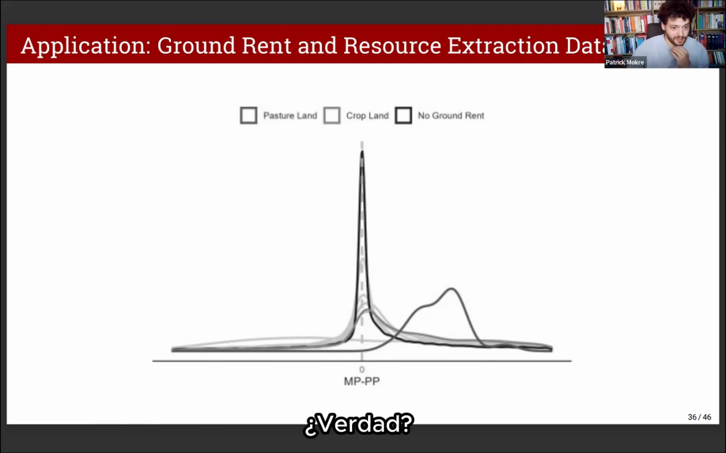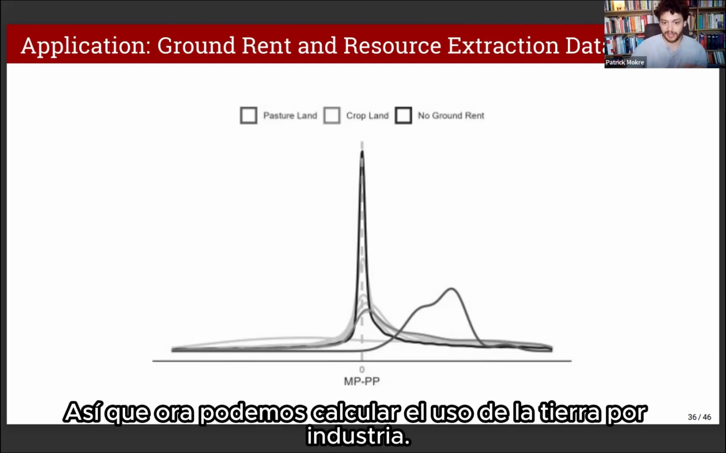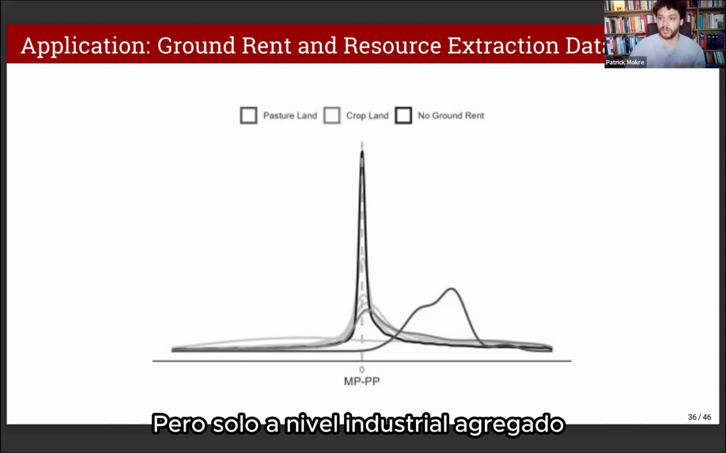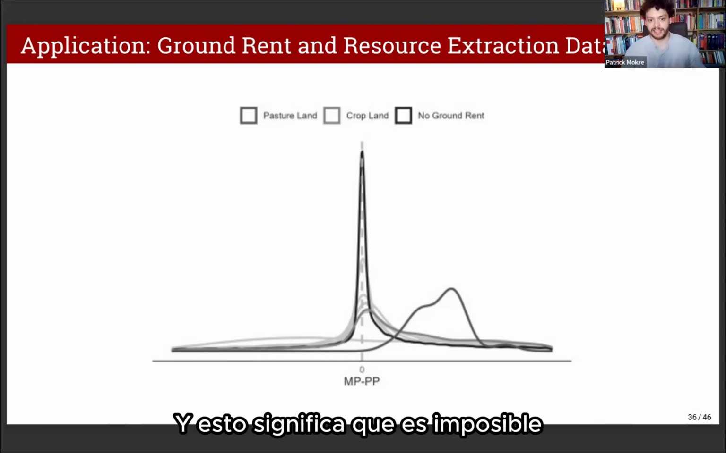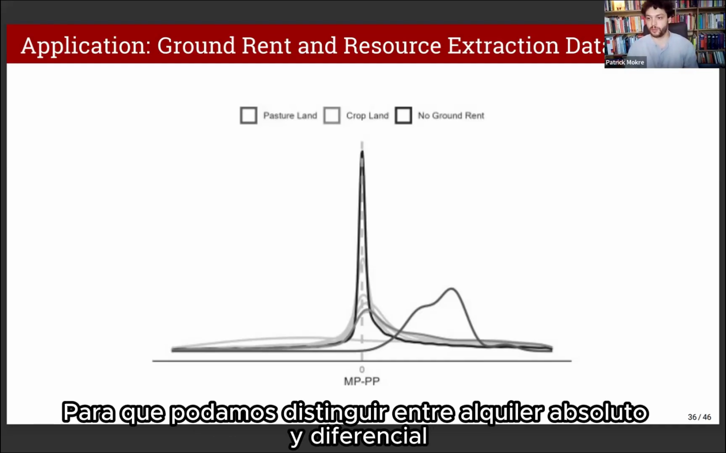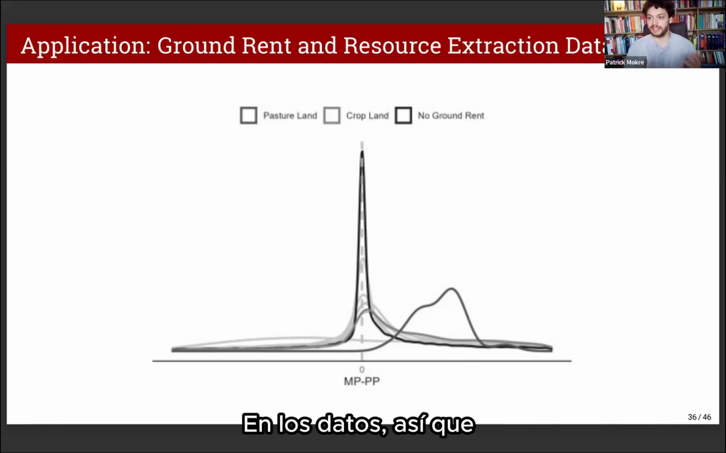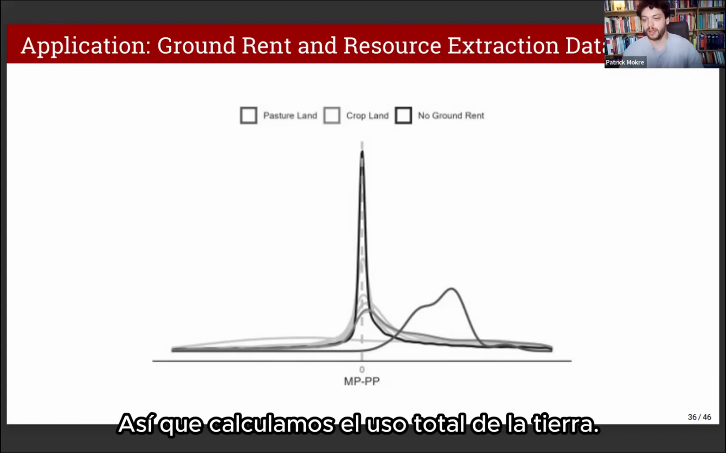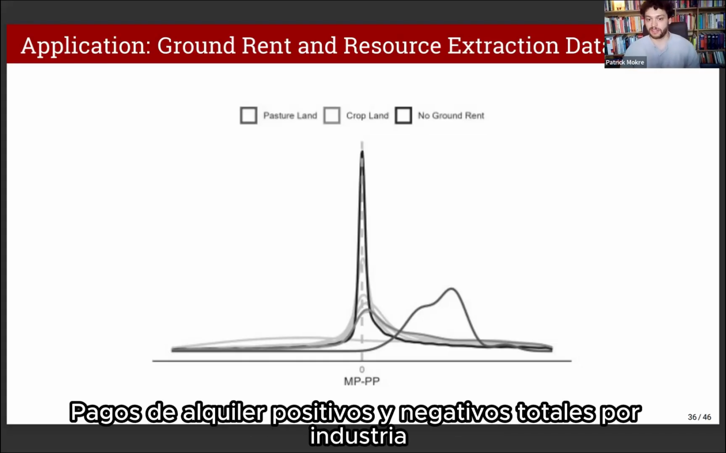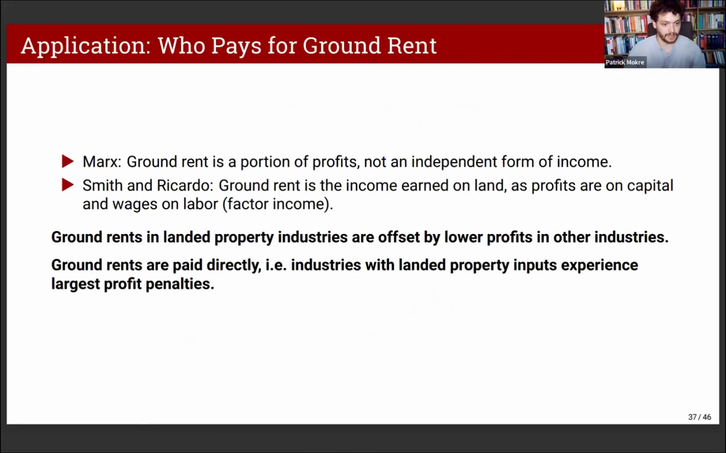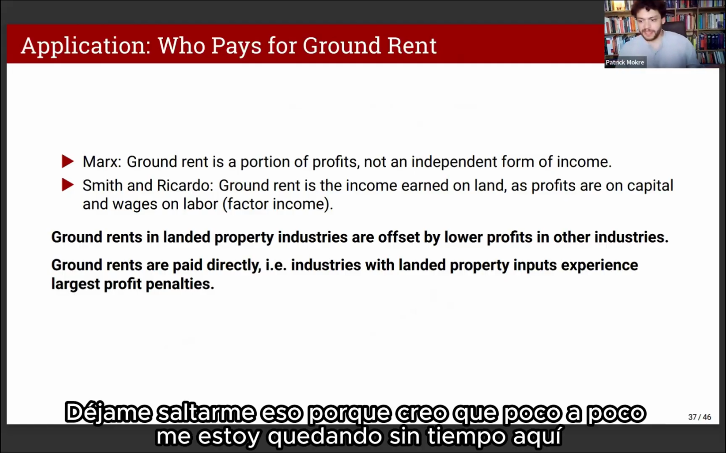Right. So we can now calculate land use per industry, but only on the aggregate industrial level. And this means it is impossible for us to distinguish between absolute and differential rent in the data. So we do calculate total land use and correspondingly total positive and total negative rent payments per industry. Let me skip that because I think I'm slowly running out of time here.